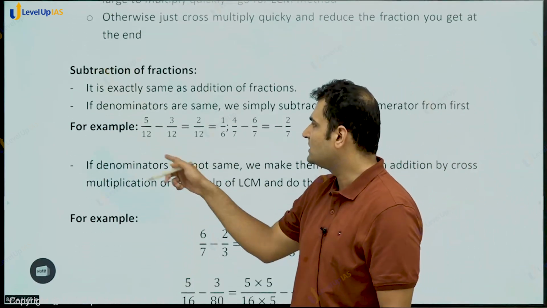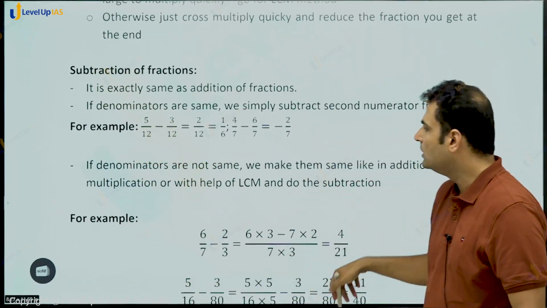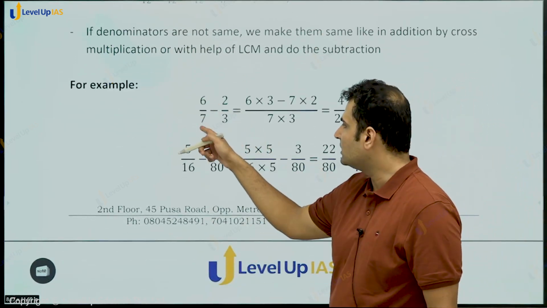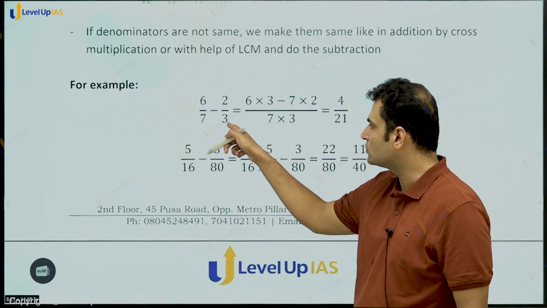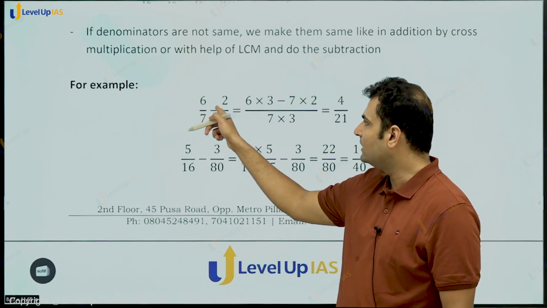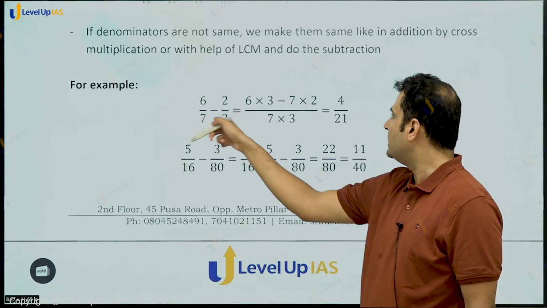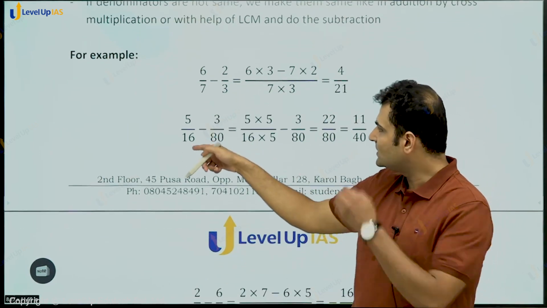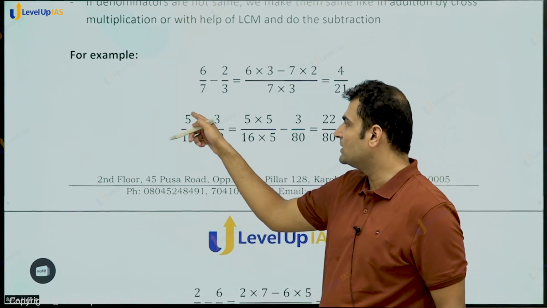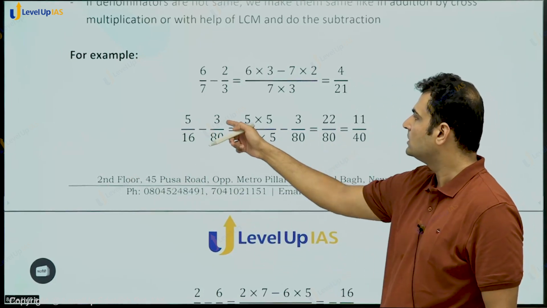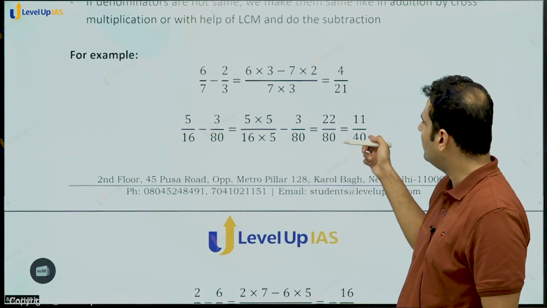So denominator same है तो सीधा numerator को subtract कर दो. अगर same नहीं है तो same करा दो. तो मतलब यहाँ पे 6 by 7 minus 2 by 3. So 6 into 3, 18 minus 7 into 2, 18 minus 14 is 4, 4 by 21. 5 by 16 minus 3 by 80. So ये क्या है? 5 by 16 is also 25 by 80. 25 minus 3 is 22 by 80, which is 11 by 40.